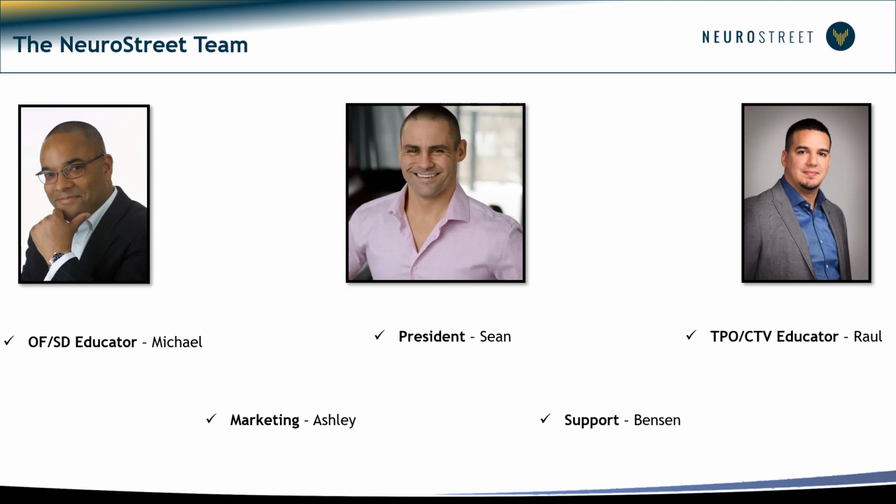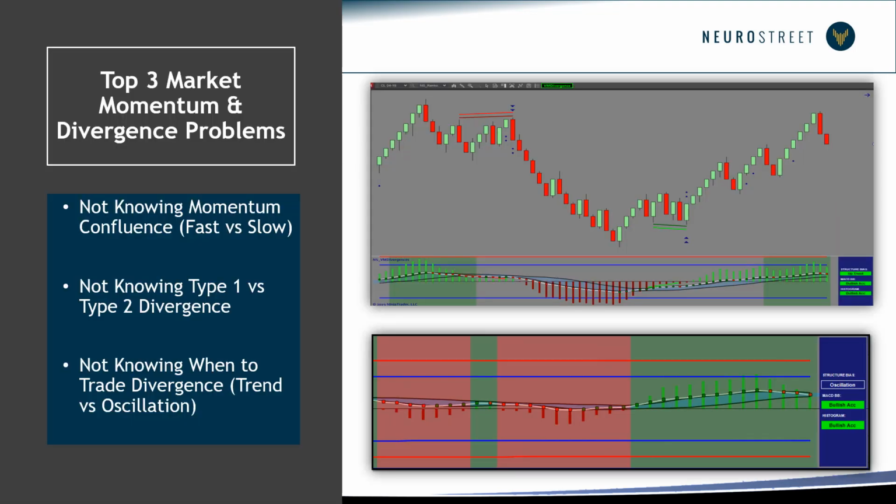So that being said, I'd like to just jump right into the details, okay? There are three problems traders face with regards to momentum and divergence. Actually, what I'm going to do is grab a cursor here so I can draw. I like to draw on the PowerPoints, and that way you can understand where my thought process is with regards to what we're looking at here. Give me one second to grab a pen.